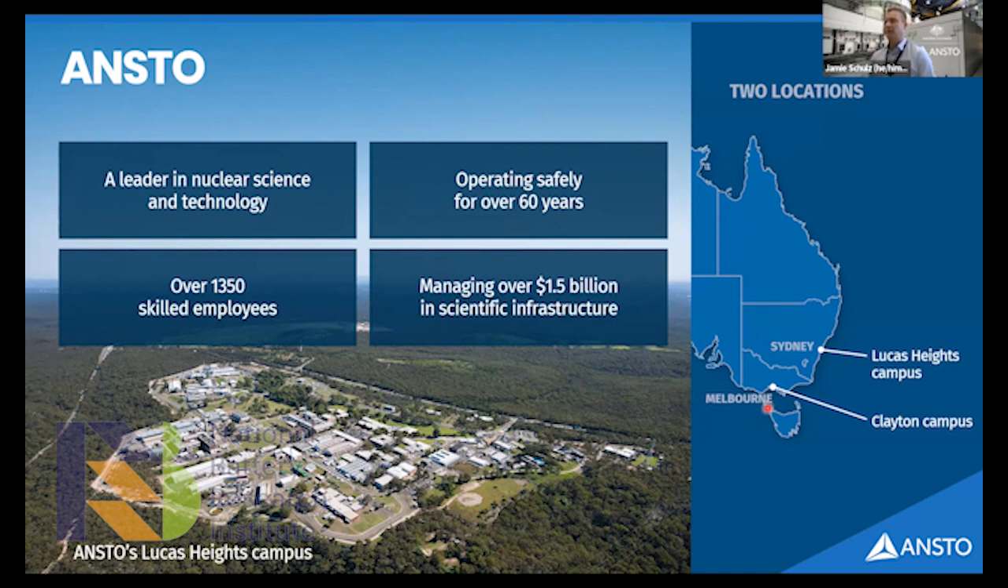And at present, we have over $1.5 billion worth of research infrastructure. And we manage that on behalf of Australia, primarily for use by Australian researchers to undertake science for both industry and research problems. And as you can see down below here, this is a photo of the ANSTO Lucas Heights campus, which is in the south of Sydney, surrounded by beautiful bushland. And of course, being surrounded by bushland, we also have challenges with bushfires. So we've had a few occasions in the last couple of years where we've actually had fire come up to the fence of our campus.